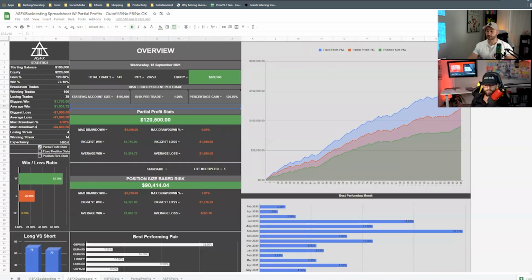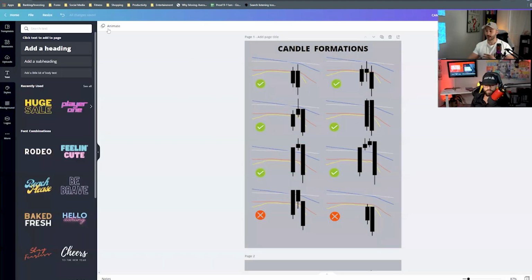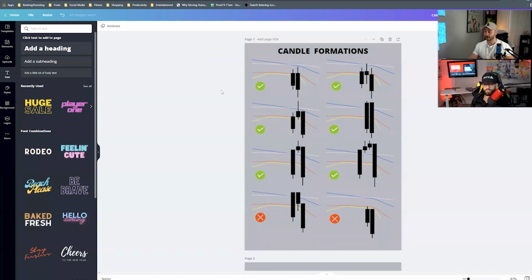Another thing I want to add as well, I've actually categorized my candle formations. So going forward, I've given myself what candle formations I can trade. As you can see with the candle formations here, we know with ASFX, we need a candle formation off a significant EMA. And I've excluded, obviously, anything that doesn't come off a 21 EMA.